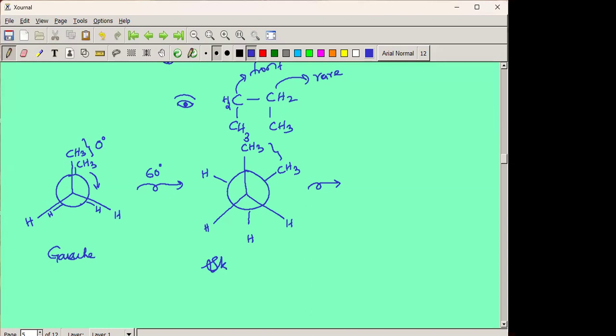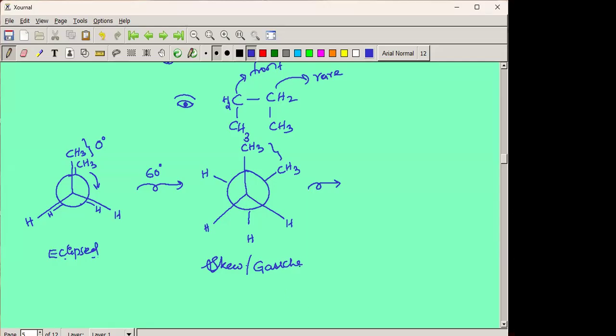Yeah, this is considered as skew form. So once again, sorry. This is a Gauche form or skew form. So the first one is eclipsed. If the two reference atoms' angle is 0, that is called eclipsed. This one is Gauche form.